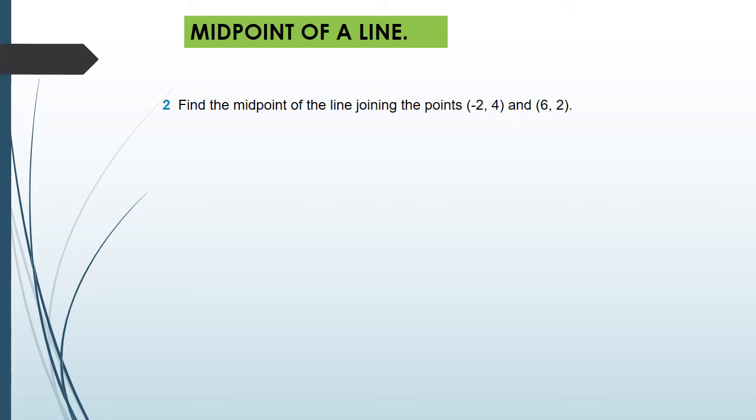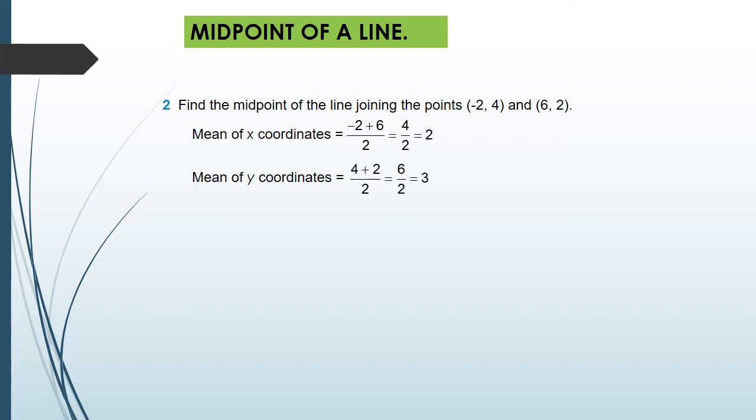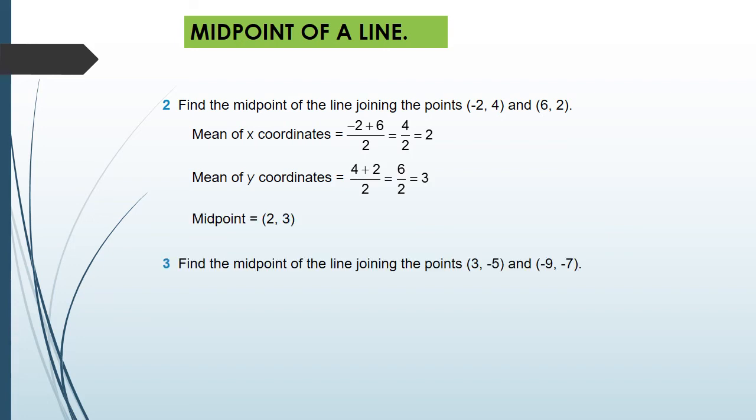Similarly, we do the same thing with this. Let me give you some seconds to try it. You pause the video and try it. Good. You get the mean of the x coordinates, get the mean of the y coordinates. Okay, let's play our video. So the mean of our x coordinates will be 2, while the mean of our y coordinates will be 3. So the midpoint will be (2, 3).